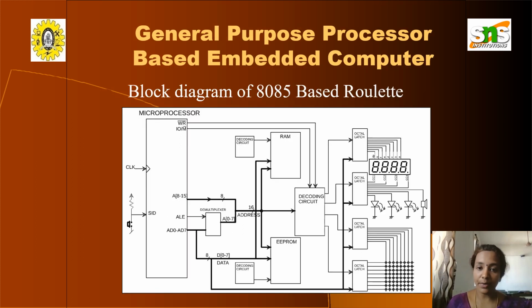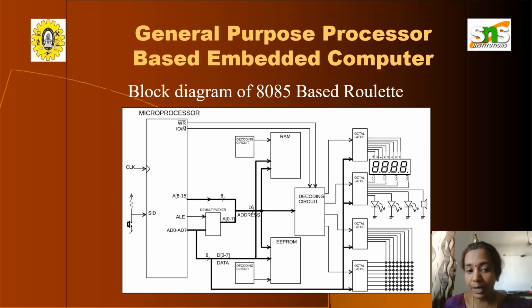So the next one is a general purpose processor based embedded computer. This is nothing but the block diagram of the 8085 microprocessor based roulette. This microprocessor will be having the clock signal and the write signal. When WR bar is 0, then the write operation happens. When it is 1, then the write operation will not happen.